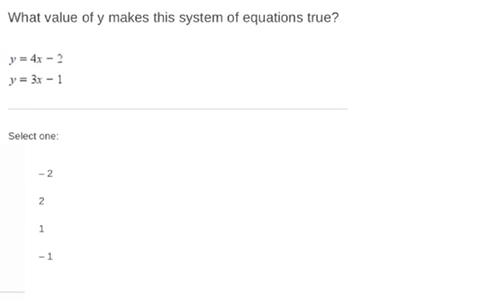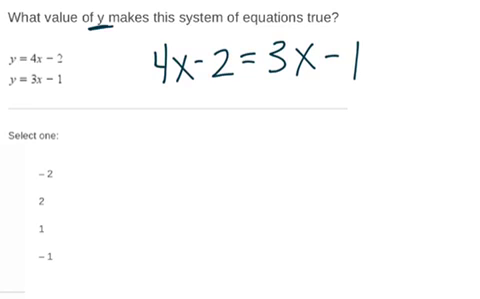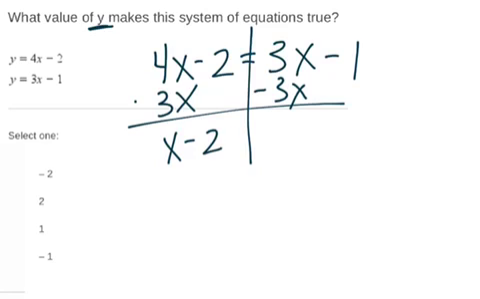Okay, so this one is a little different. It does take a little bit longer because it's asking for the y value, not the x value. So for this one, you could substitute it in and you'll get the right answer. I'm going to show you how to do it with solving for the equation just to make sure you understand. So it says each of these are y, so 4x minus 2 equals 3x minus 1. So we're going to solve this, but when we solve it, it's going to give us x, okay? So x minus 2 equals negative 1. Add 2, so x equals 1.